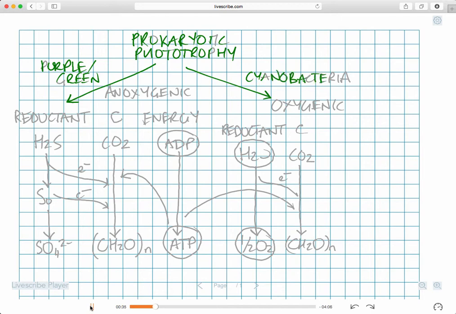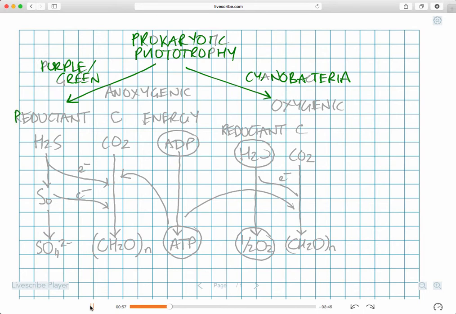cyanobacterial photosynthesis. And the cyanobacterial photosynthesis is going to be just like green plant photosynthesis in many respects, with some interesting twists. Okay, so let's go back over to our purple and green bacteria. I'm going to talk about a sulfur-using bacterium here. So when we think about photosynthesis, we want to think about three things.